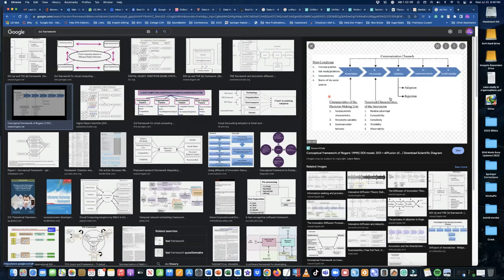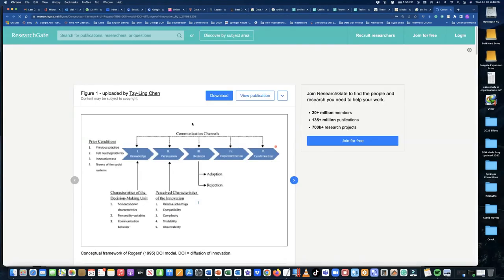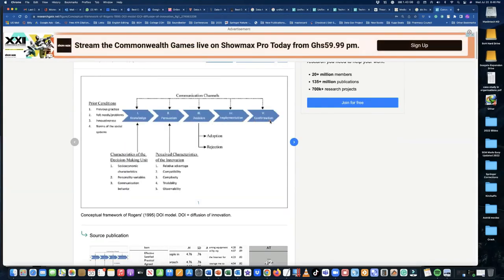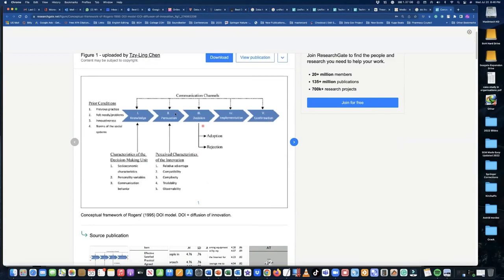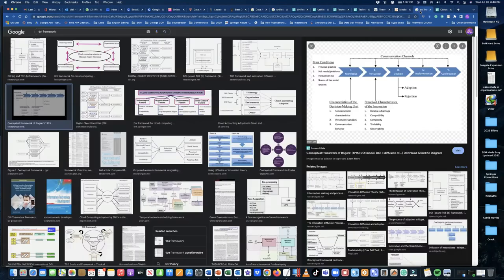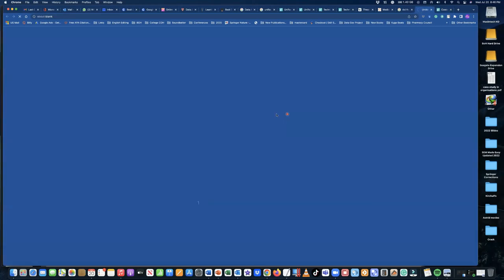So the conceptual framework, like this one, has this one in it. Knowledge, persuasion, decision, implementation, and confirmation. These are the things that people go through in making a decision, the social way that diffusion is communicated in society. Let me use this one. This one is good. So look at this one.